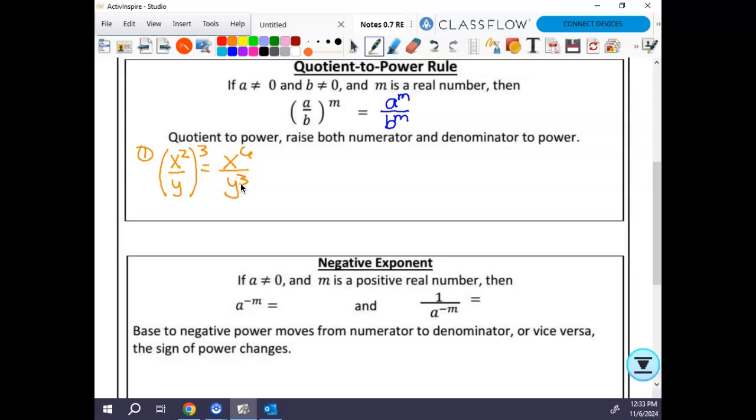That's why when you have a fraction to an exponent, you have to have parentheses. Otherwise, the exponent really just goes to the numerator. But when you put the parentheses there, it goes to both. We all good? All right.